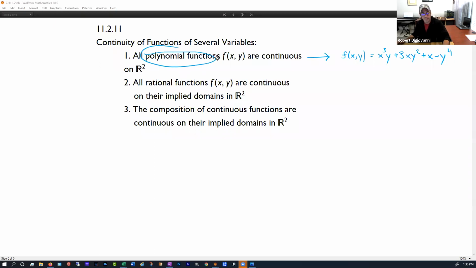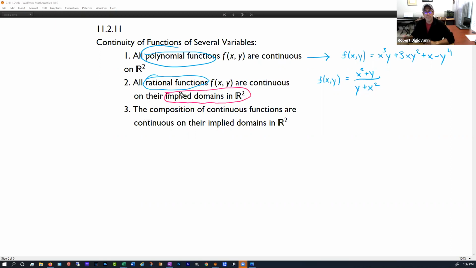All polynomials, all right? Now, rational functions are a little different, because a rational function is a polynomial over a polynomial. So that would be something like, I'm going to make this one a little easier, x squared plus y over y plus x squared. That's a rational function of two variables, because you have a polynomial divided by a polynomial. Those are also nice and continuous, and you can draw them without picking up your pencil, but there's a catch. Only on their implied domains.